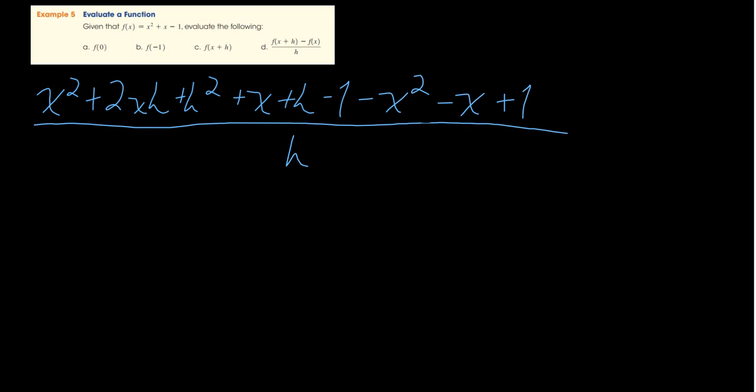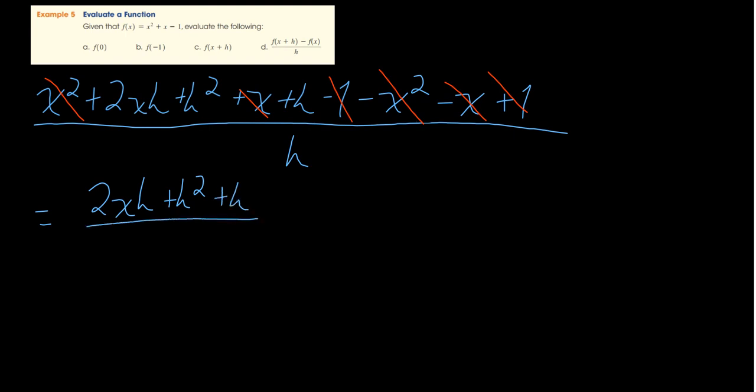All right, now we can combine like terms. So this x squared and this negative x squared, they cancel. This positive x and this negative x cancel. This negative 1 and that positive 1 cancel. And that looks about it. So what I have remaining will be 2xh plus h squared plus h all over h.